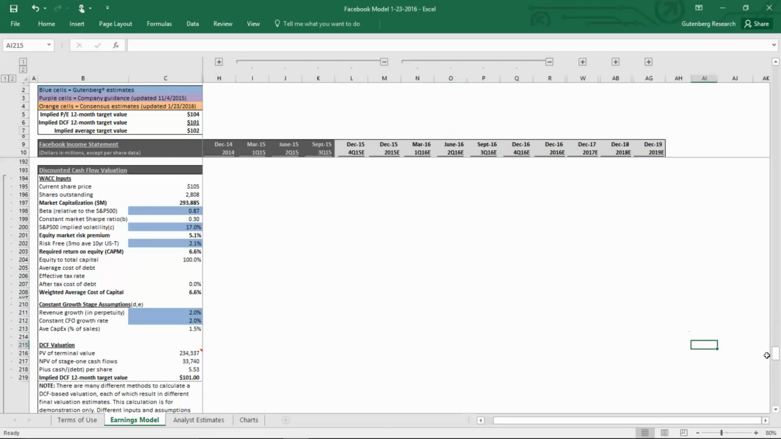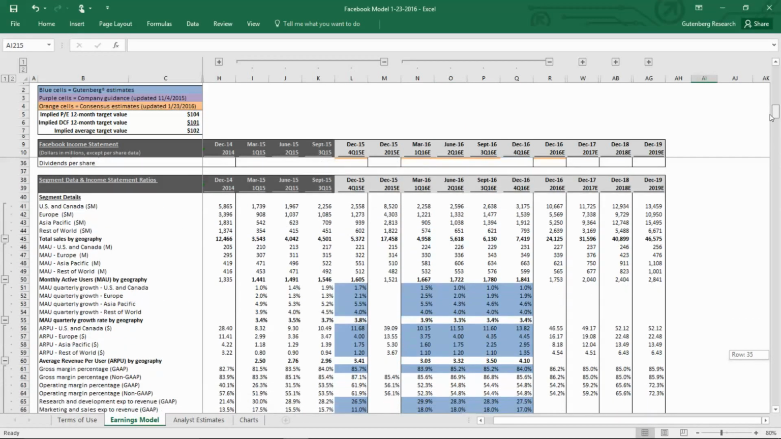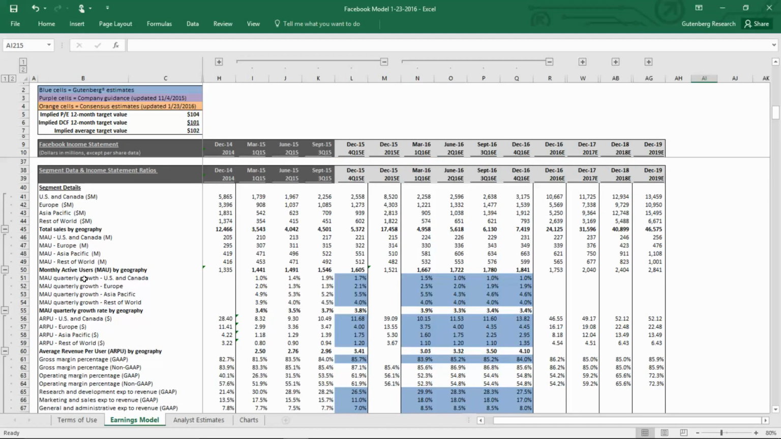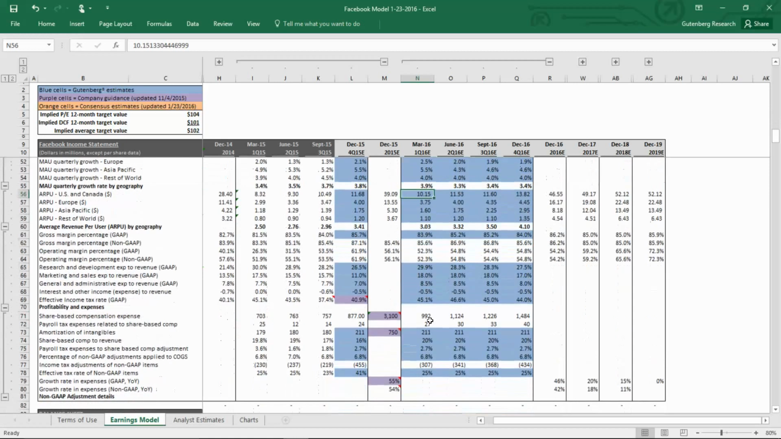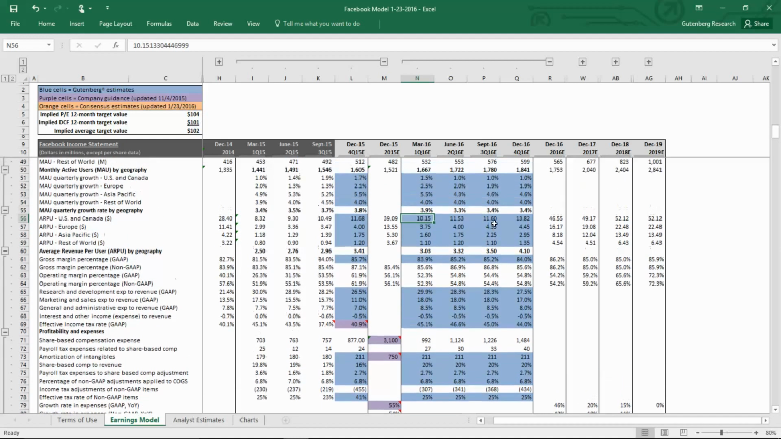If you'd like to download this model, you can run some sensitivity analysis on the operating metrics ahead of this call this week. For instance, we have modeled out the monthly active users for each region and the average revenue per user for each region. So you can change these growth rates or change these dollar amounts, so these represent the dollar for each user in each region for the quarter. Or any of these other metrics if you want to see what kind of impact they would have on earnings and valuation. It's pretty easy to make the changes here.